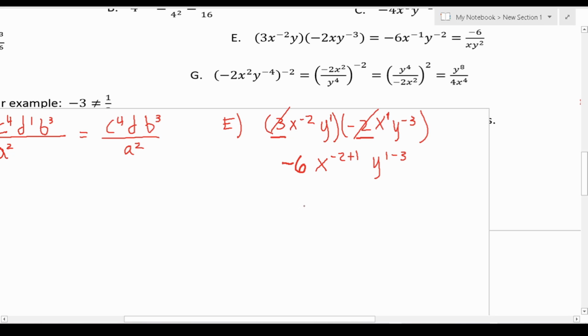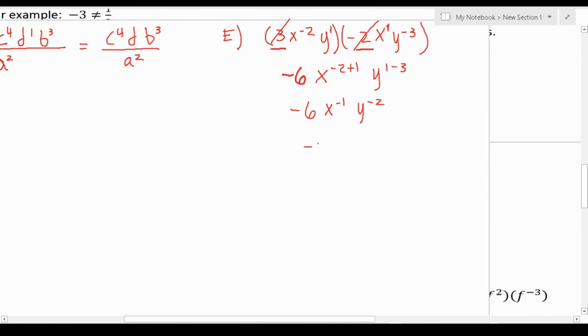Okay, so now let's simplify this. Again, this is -6. X, -2 plus 1 is -1. Y, 1 minus 3 is -2. We can leave -6 as it is. That's no problem there, because again, this is raised to the first power, so that's no big deal. But let me get rid of that real quick. Again, if it's raised to the first, you typically don't express it.